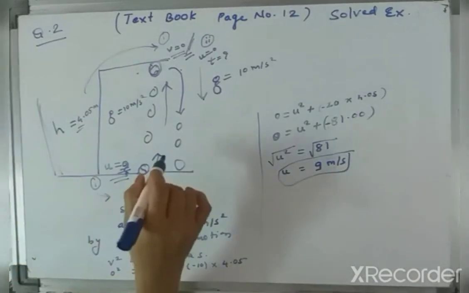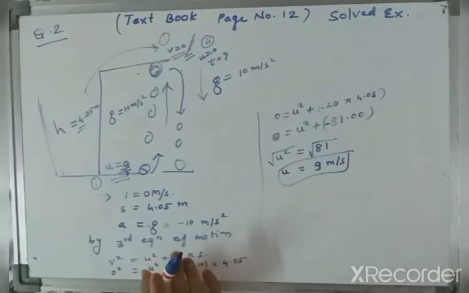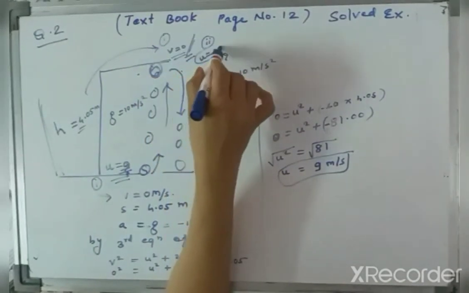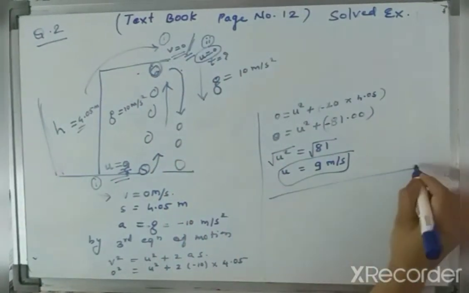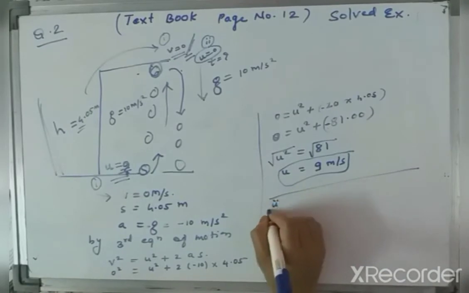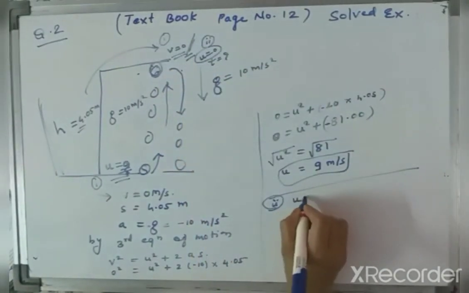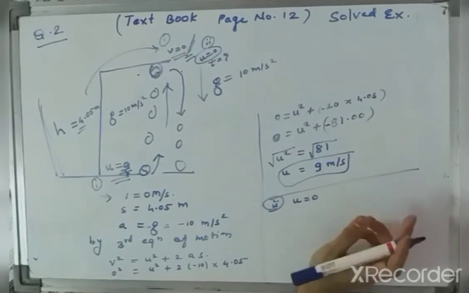Now, second example. Now let us consider the ball after reaching here, its velocity becomes 0. For the second question, when the ball reaches up to a certain height, its velocity becomes 0. Means here the initial velocity for the second question is 0.